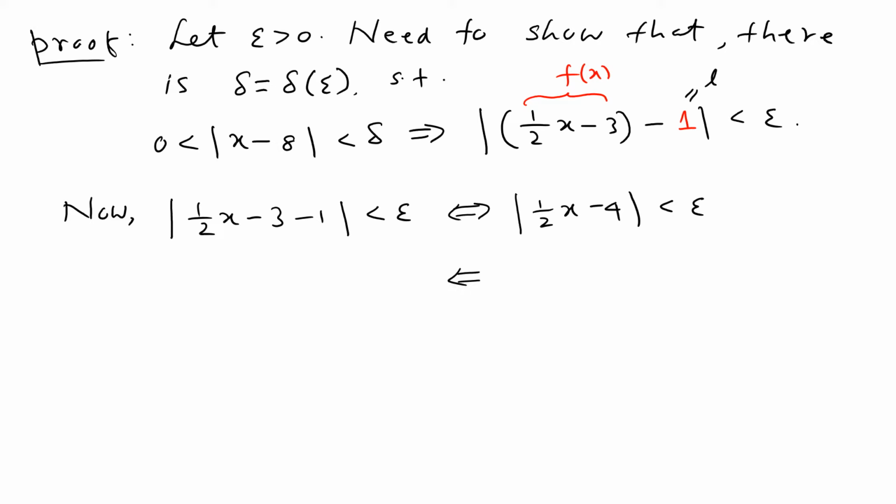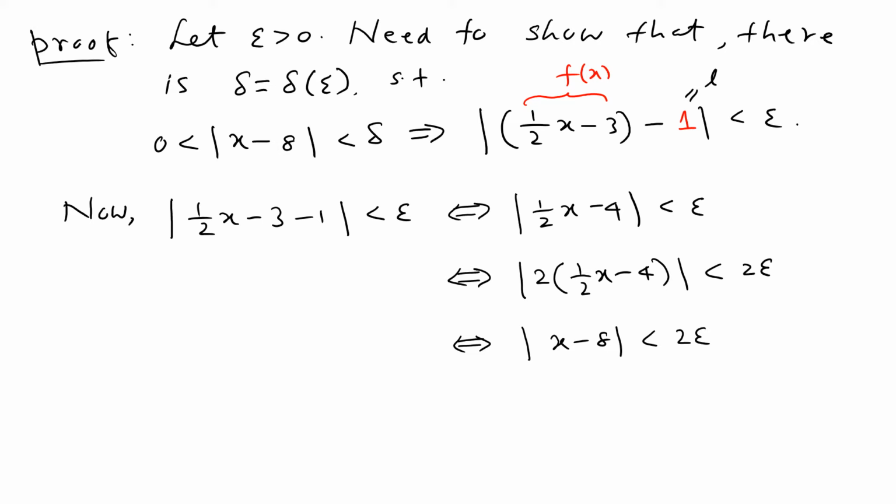So that means this is if and only if we multiply both sides, you can just bring it inside, by 2. Why do we do that? Because your goal is to create the x minus 8 term. Now when you multiply, you can see this is again if and only if, you're going to get |x minus 8| less than 2 epsilon. So you can see that this is exactly what we want to prove.